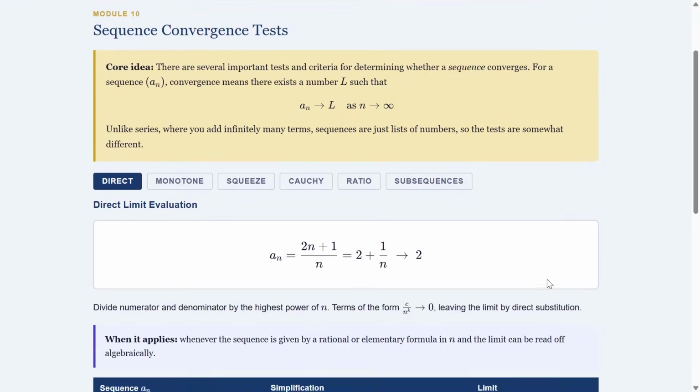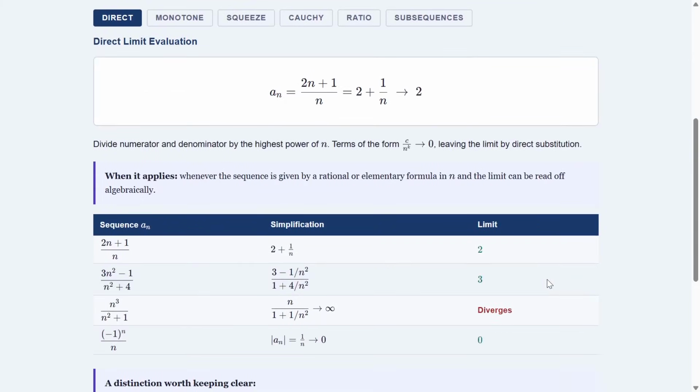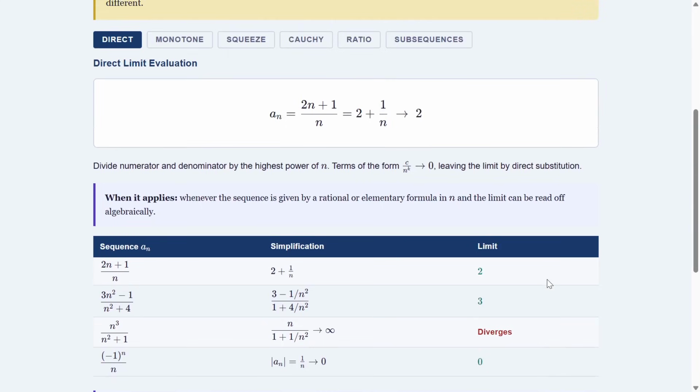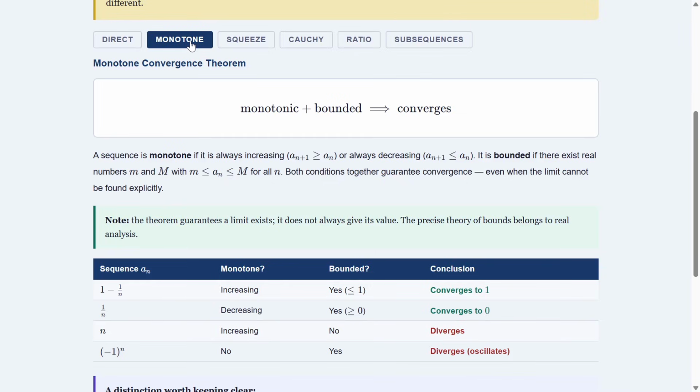So the first one is direct, where we can do a bit of algebra and then find out what the limit actually is, because we end up with the limit value plus some other expression that we know via previous work as a limit. So for example, 2n plus 1 divided by n can be rearranged to 2 plus 1 over n, and as n gets larger and larger, a positive integer, we know it approaches 0, so the sum itself approaches 2. The next one is the monotone convergence series.